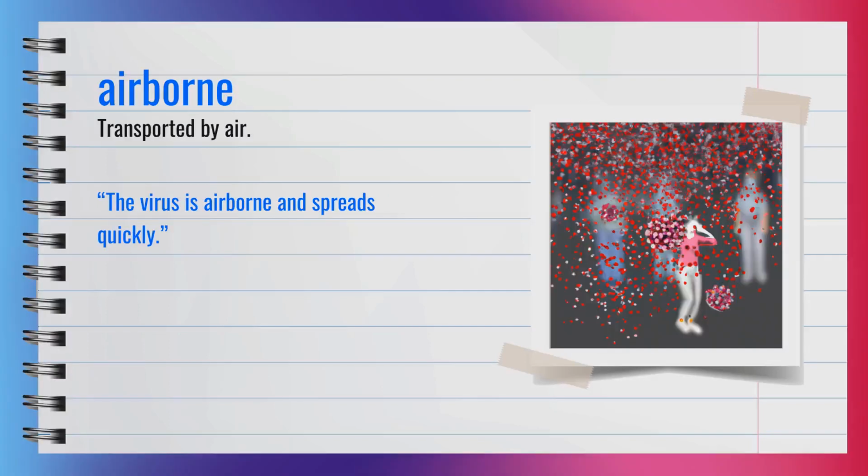The word airborne is an adjective. It is spelled A-I-R-B-O-R-N-E, pronounced airborne. It means transported by air. For example, the virus is airborne and spreads quickly. This means the virus moves through the air and infects fast.